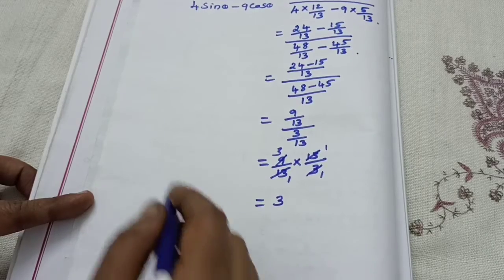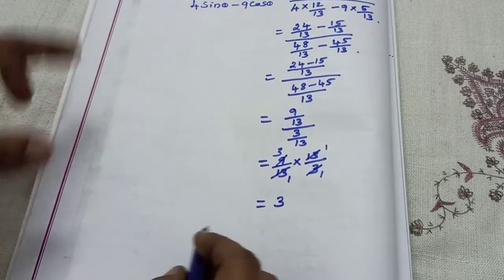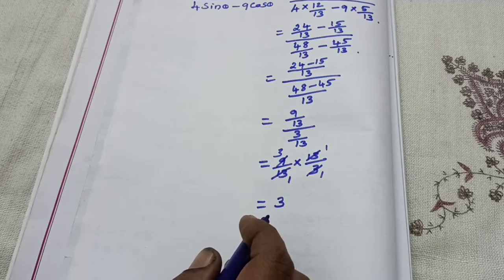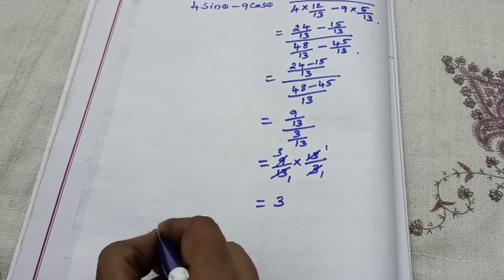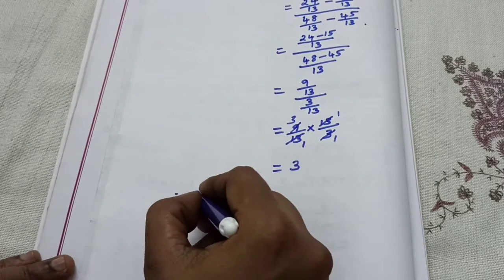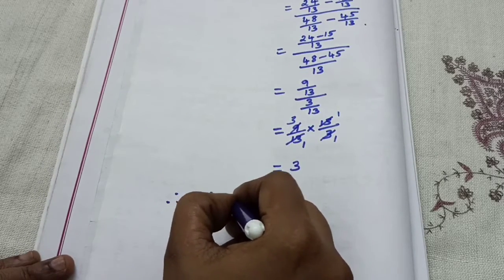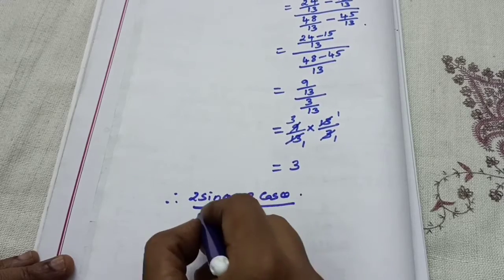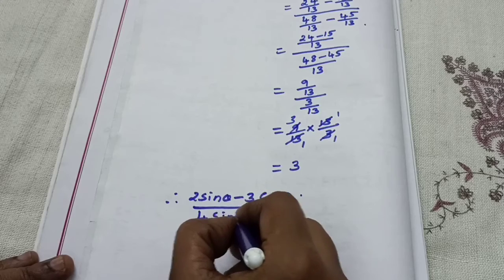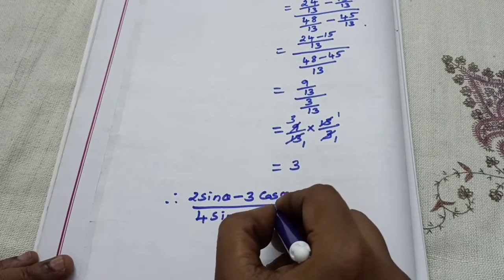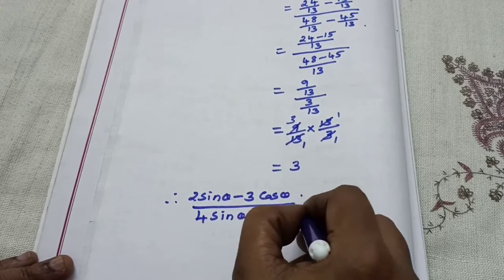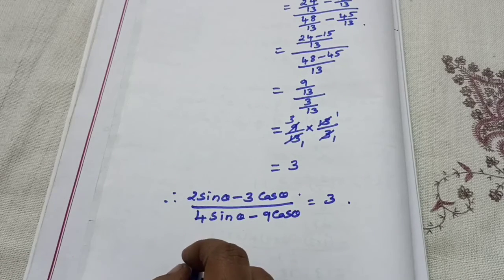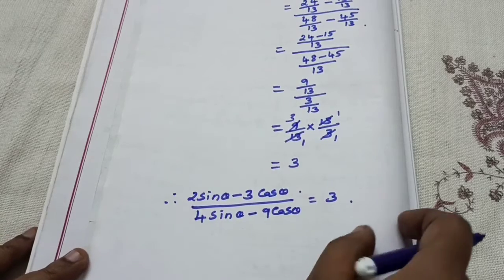Have you understood? Then on the left hand side we took the question. Then what answer did we get? On the right hand side we got the answer. Have you understood? Therefore what can we write? Therefore (2 sin theta minus 3 cos theta) divided by (4 sin theta minus 9 cos theta) is equal to 3. Hence we got the answer. Have you understood? Any doubt?